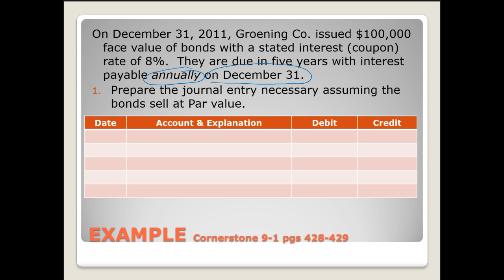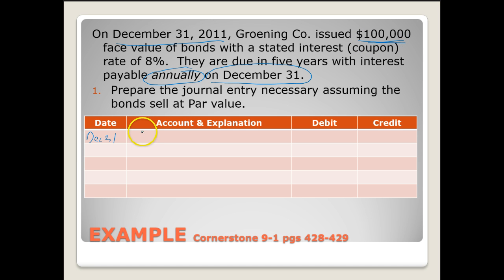Now, of course, that's awfully convenient. It's not always quite that clean. But in this case, that's how we'll deal with it. So they have issued the bonds on December 31st, 2011. So let's record the selling of the bonds at par value. Par value means they sold at exactly the face value.